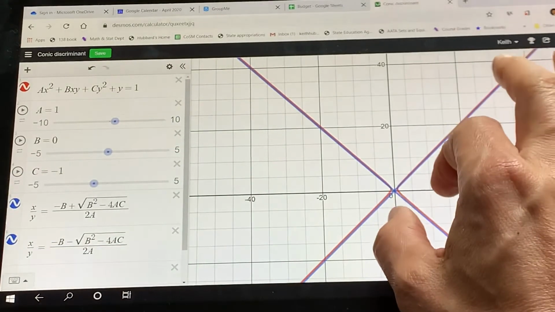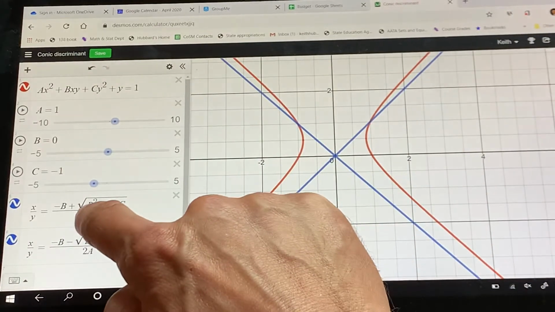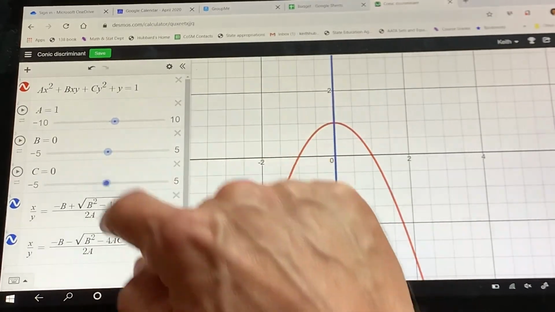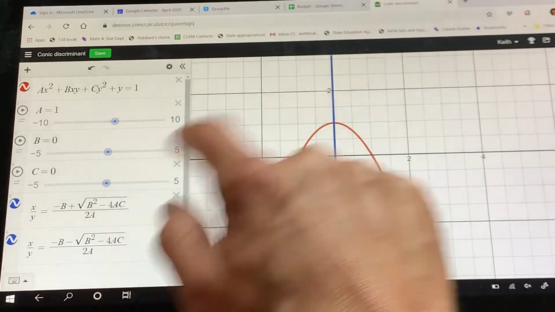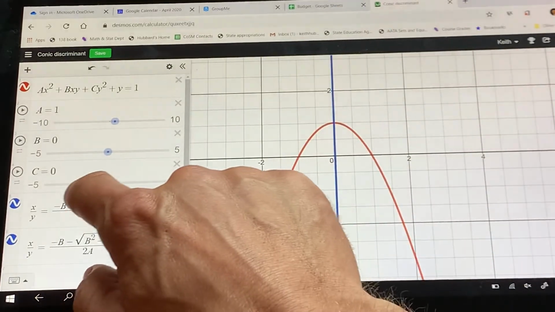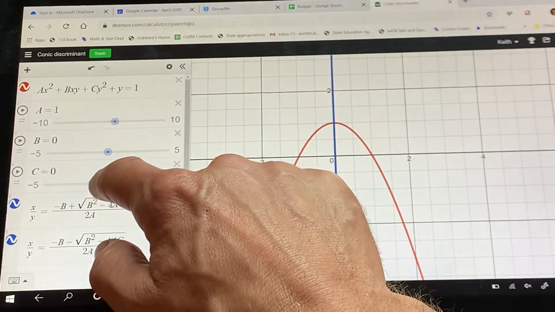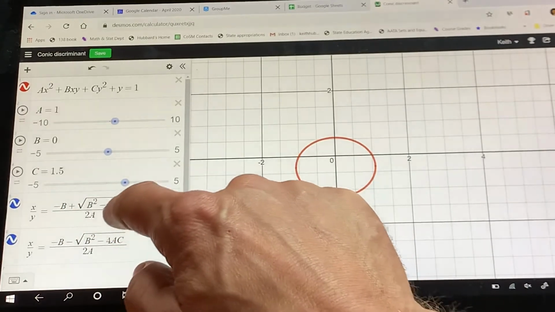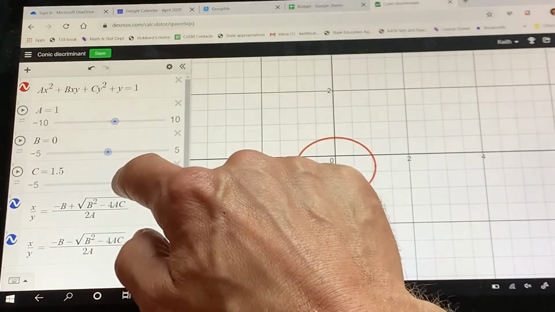And so what happens in the last case? By the way, you should notice that when c is equal to 0, coincidentally, b squared is 0 minus 0, so there's nothing under there, so they're the same line. When c is negative, the thing under here is positive. When c is positive, we have an ellipse, and these don't exist because the discriminant is negative. Well, I think that's pretty cool, but you can even go farther.